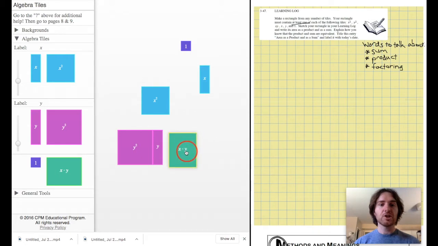And it looks like I can actually place this here because remember, the reason why we call this tile the xy tile is because it's the product of x times y. So it's named after its area, right?